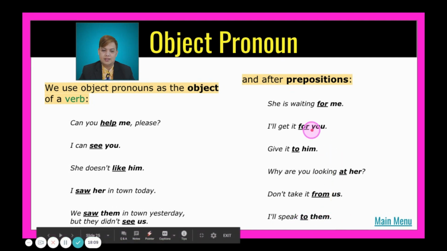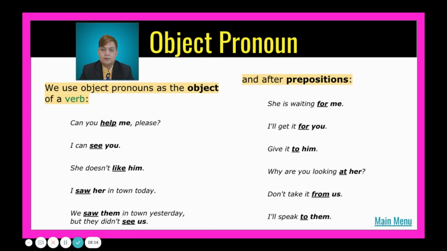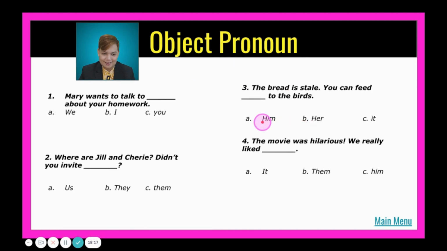So these following sentences, I hope these are helpful for you to understand more about object pronouns. So let's take this as an exercise. Number 1, Mary wants to talk to blank about your homework. Choices are we, I, or you. What do you think is the correct answer? For me, I think the correct answer is Mary wants to talk to you. It's letter C.